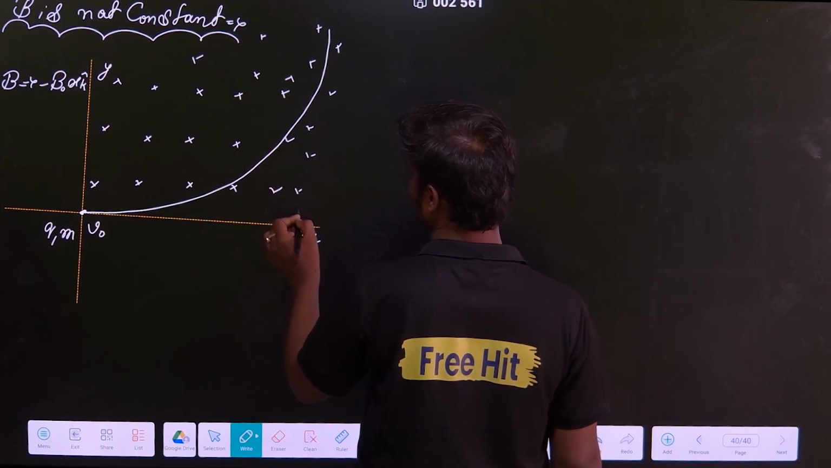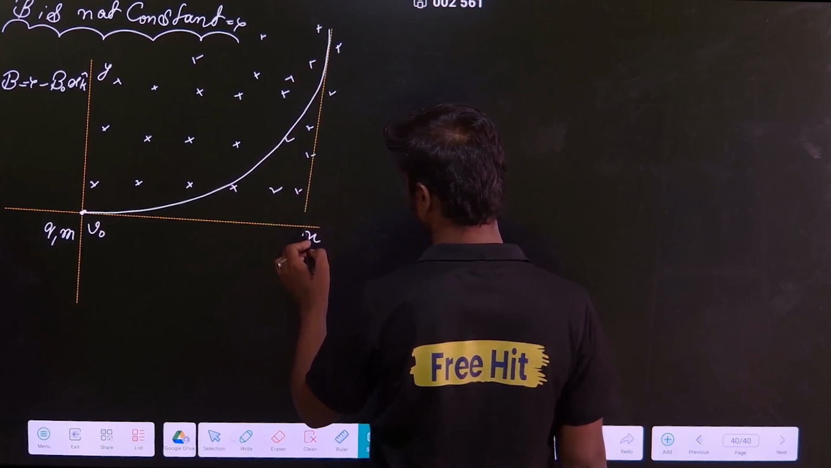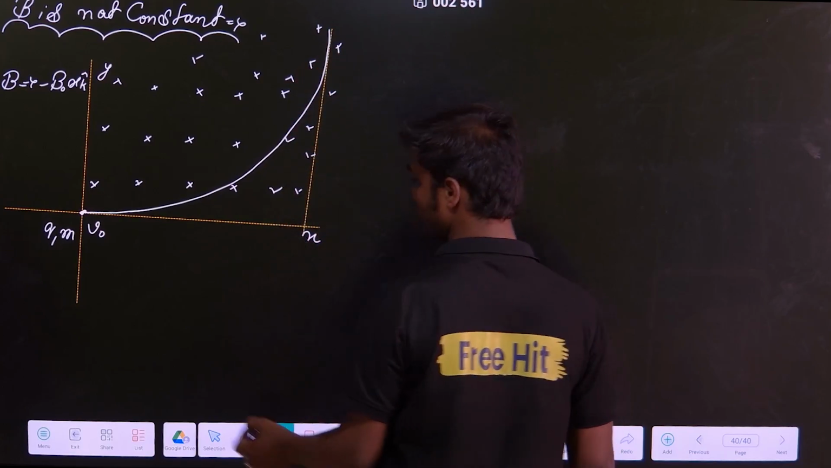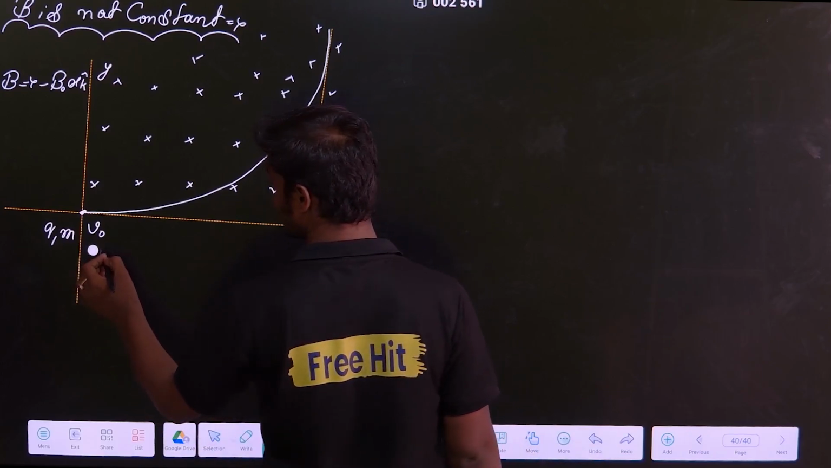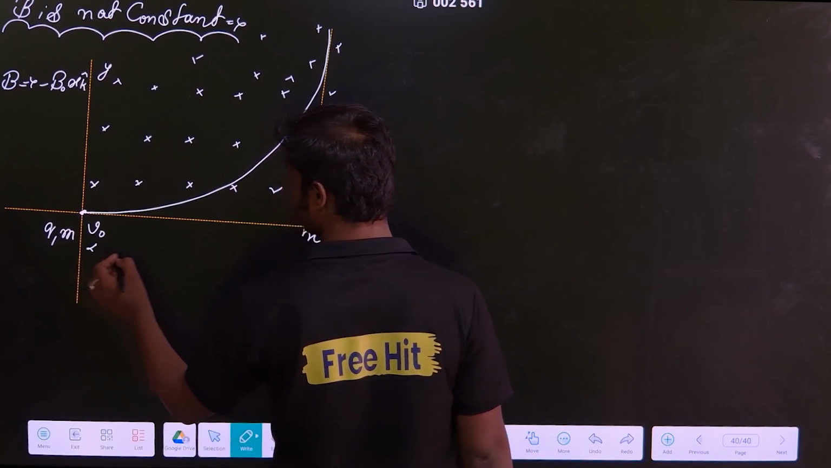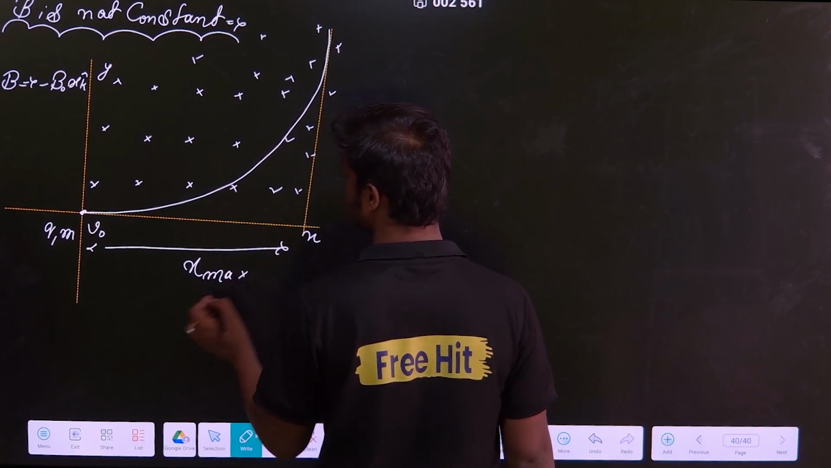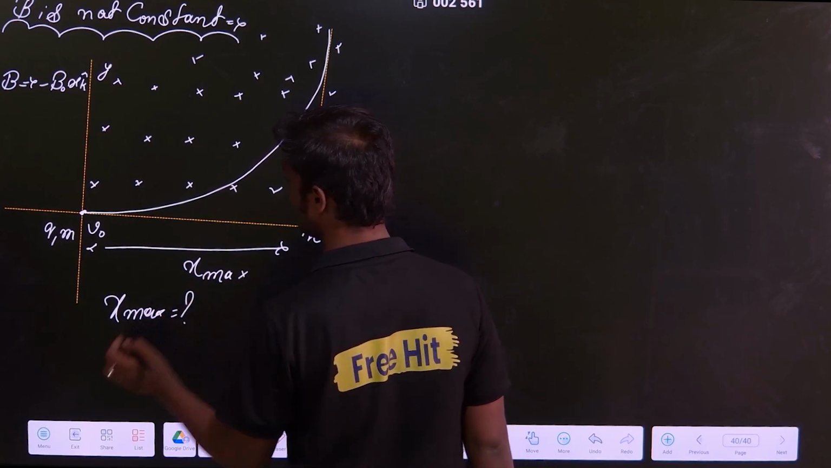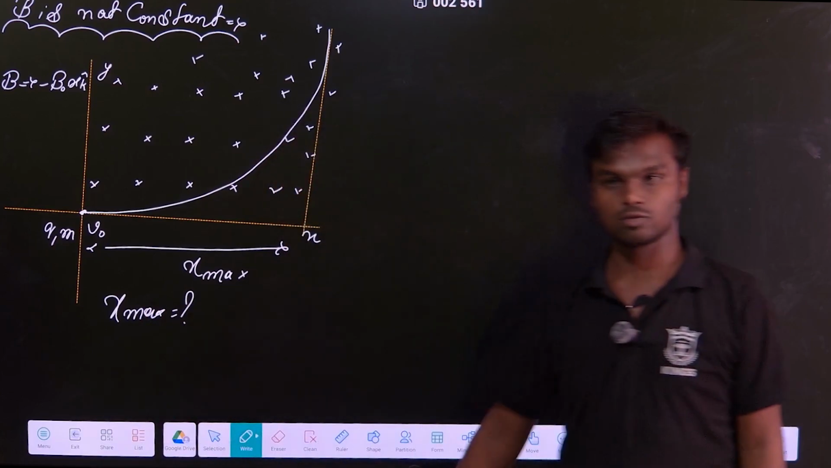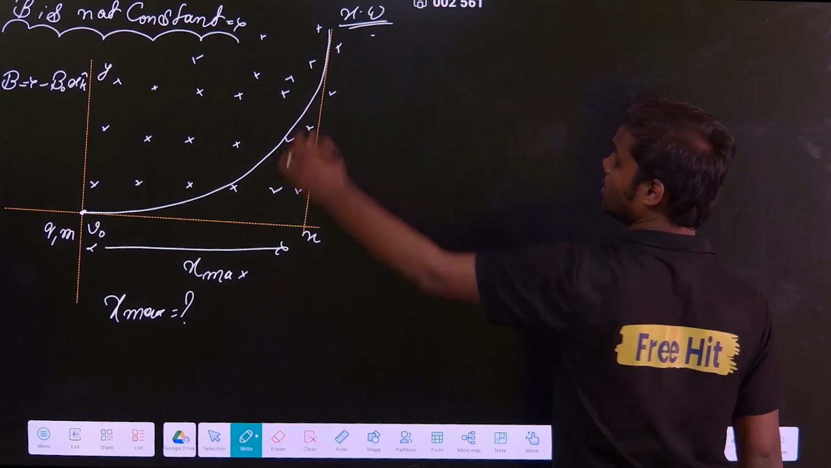Now my simple question is this. At this point the particle reaches some distance, that is x max. You have to tell me the value of x max. For now I am giving it to you as homework: you have to calculate what the x max is for this.